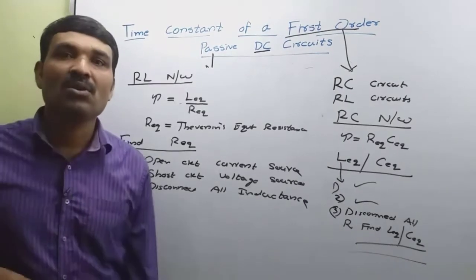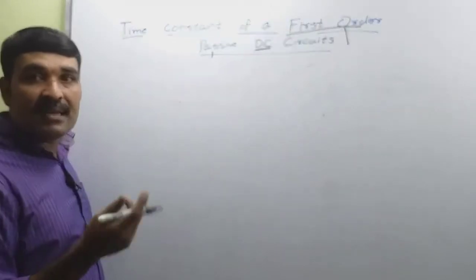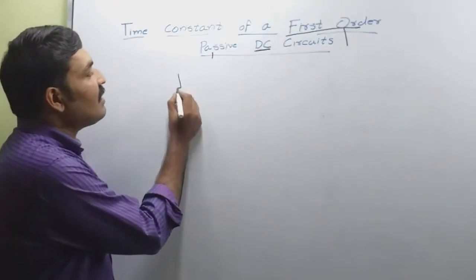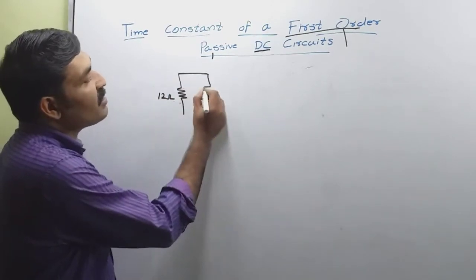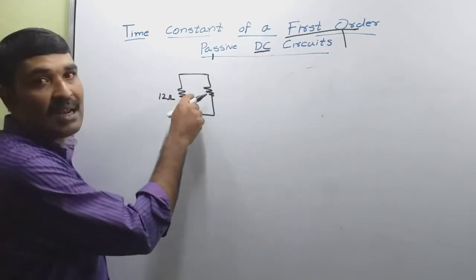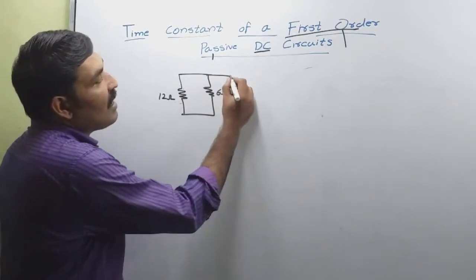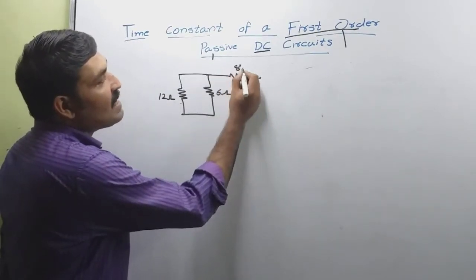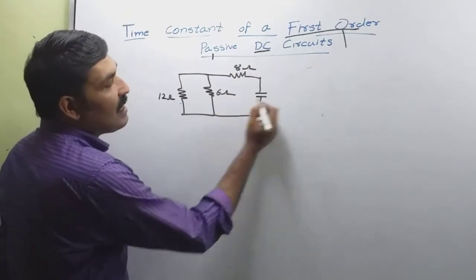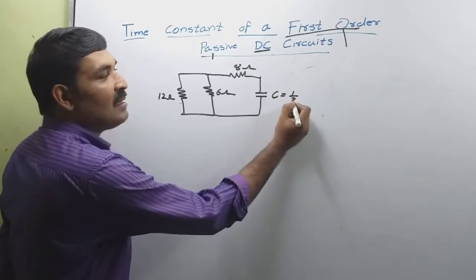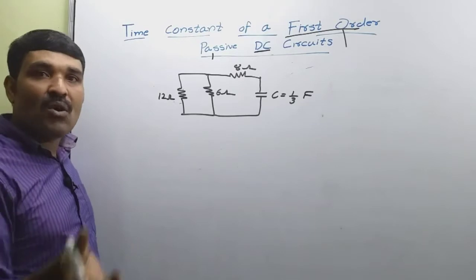And this topic is also very important. Consider a source-free circuit, that is, there is no source. Let this resistance be 12 ohm. This is connected to another resistance which is parallel to 12 ohm. Let it be 6 ohm. And another resistance of 8 ohm, and a capacitance C. Let C be equal to 1 by 3 farad. Now we want to find the time constant of this network.